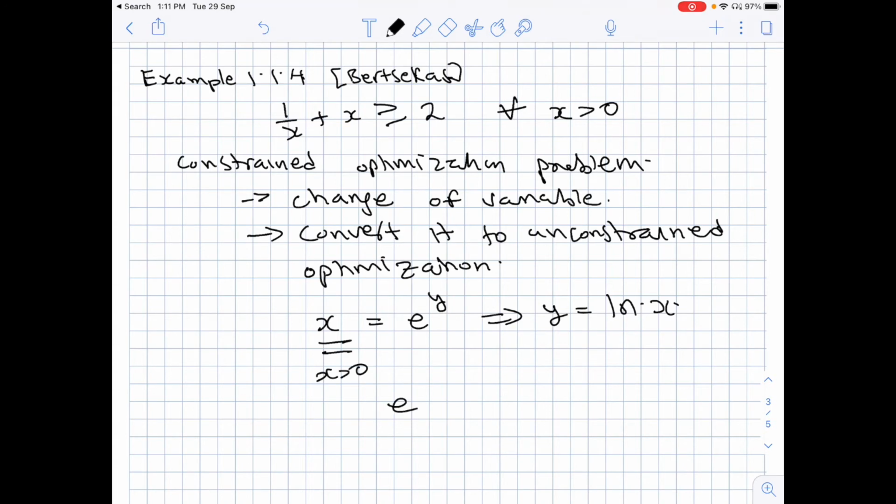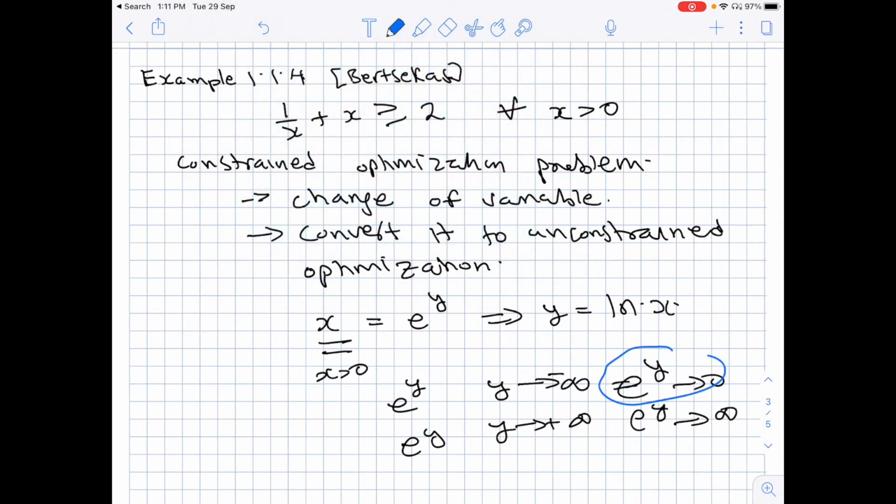So if you look at e to the power y and take y to minus infinity, then you would see that e to the power y goes to 0. And if you take y to plus infinity, you will see that e to the power y goes to infinity. But will it ever go to 0? It will never go to 0, because it's only in the limit of y tending to minus infinity that e to the power y is 0. And all positive numbers on the x line will be mapped to this y.